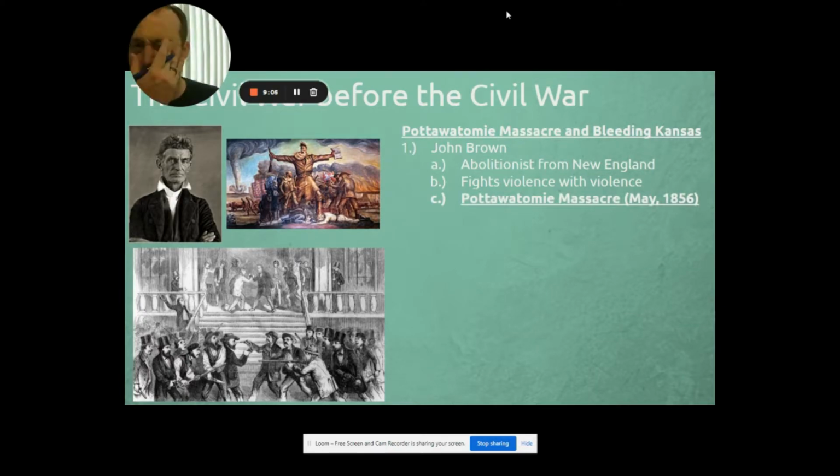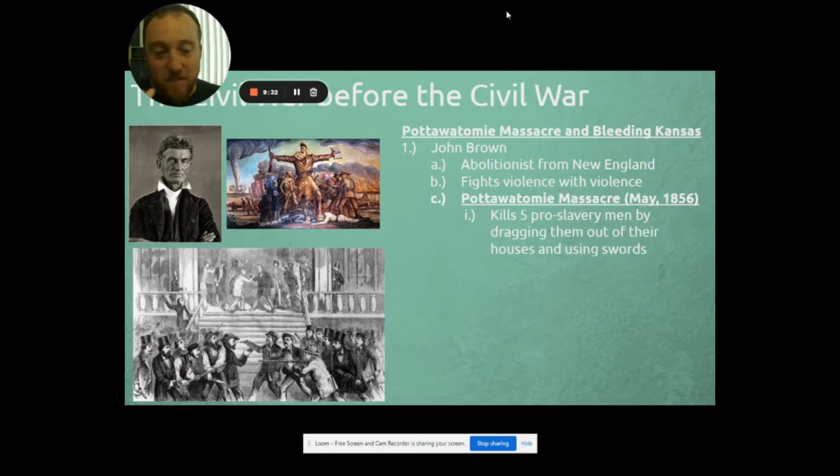This happens a little over 2 years after the Kansas-Nebraska Act takes effect. So what was the Pottawatomie Massacre? John Brown and his men literally go into this territory and drag 5 pro-slavery men out of their houses and kill them using swords. It's a very violent act, right? Not something that gives you any kind of slow or quick death. It's literally, I'm dragging you out of the house, I'm going to kill you with a sword.